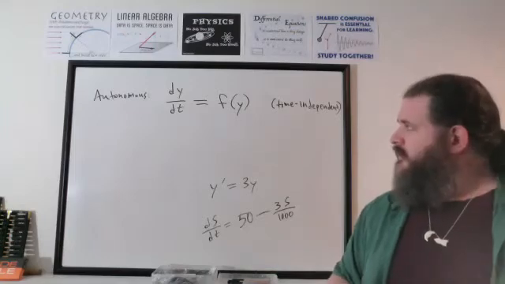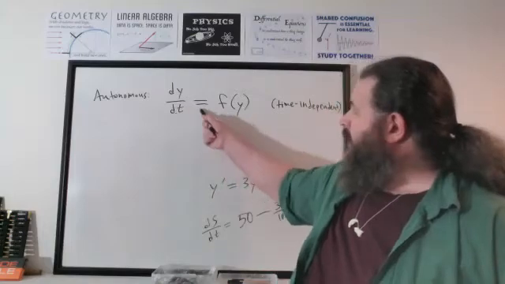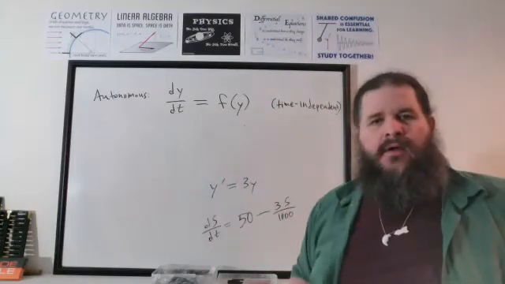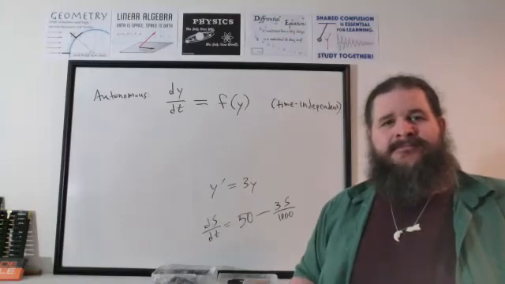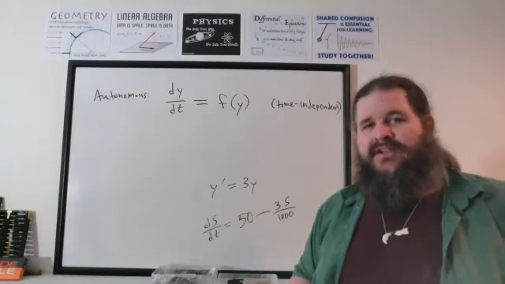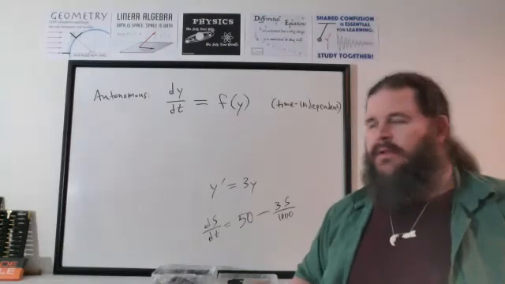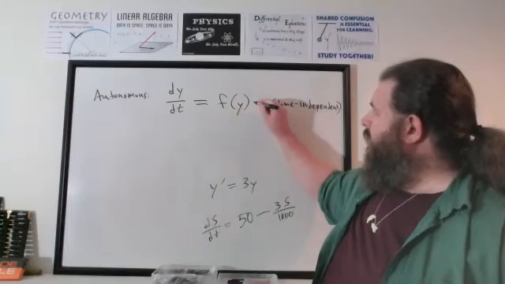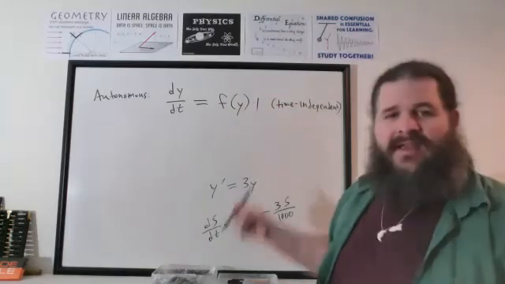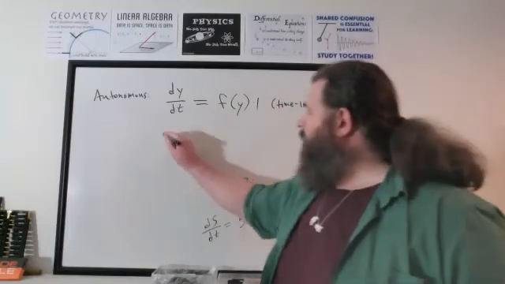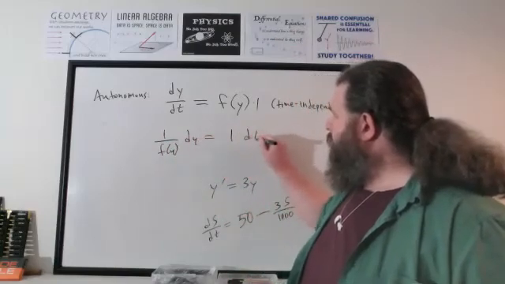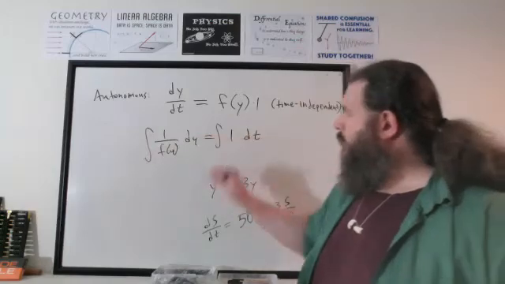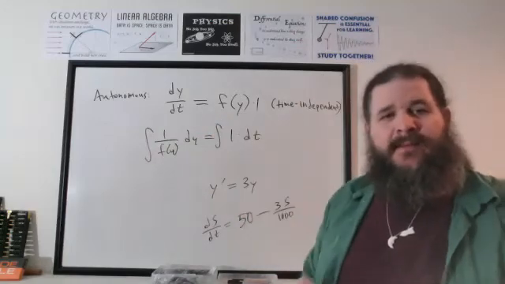One of the results of this: if you just have the derivative of y with respect to t equals a function of only y, what's one way you could always solve a differential equation of that format? Separable? Yeah, any autonomous equation is automatically guaranteed to be separable. Because if you think of this as f of y times 1, you could think of the 1 as a constant function of t. Divide by f of y, multiply by dt, and you can integrate both sides. So any autonomous equation is guaranteed to be separable.